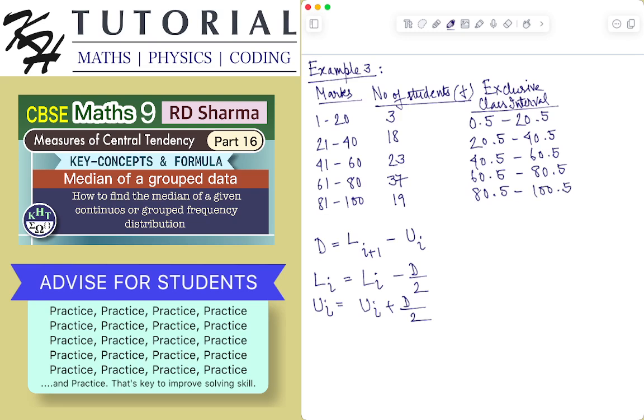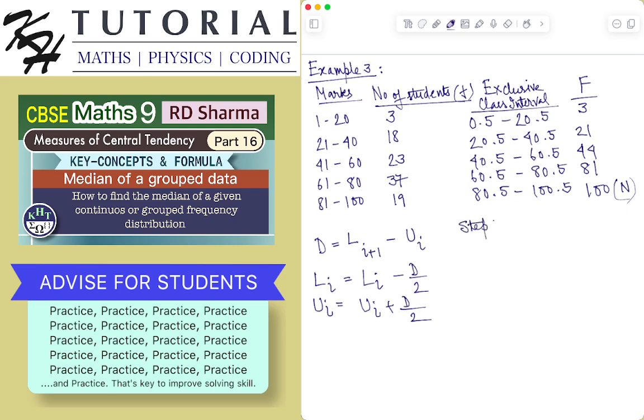Okay. So the next step was to create the less than cumulative frequency. So the first is 3, and then we have 3 plus 18, 21, and then 21 plus 23, which is 44, and then 44 plus 37, which is 81, and finally 81 plus 19, which is 100. So n is 100. Total number of observations n is 100. Okay. So we have completed step 1 and step 2.